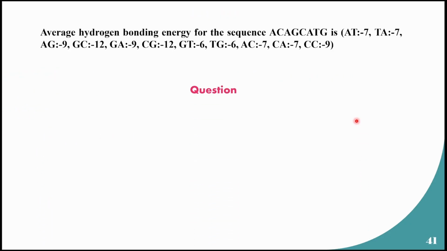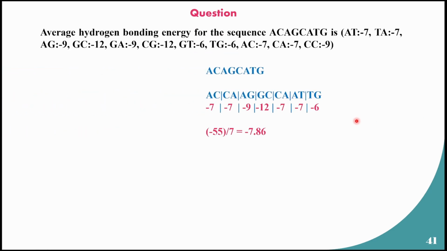Similar question, average hydrogen bonding energy. Simple, just divide the sequence into the dinucleotide or trinucleotide steps as needed, and then you can just add all of the values up to get the total value, divide that by the total number of sequences generated, and then you should get the information.